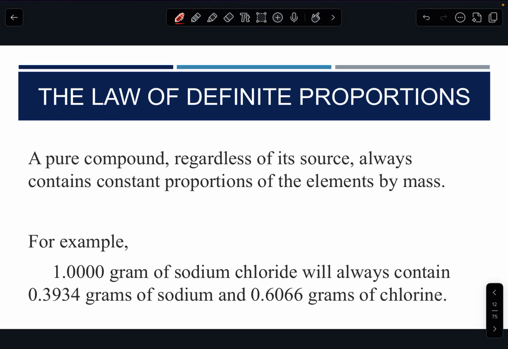And so one of the laws that has been tested and tried and true is the law of definite proportions. A pure compound, regardless of its source, always contains constant proportions of the elements by mass. So that means that if you have a gram of sodium chloride, you are always going to have this much sodium and this much chlorine. If you have 2 grams, you will have twice this much and twice this much, but it's always going to be the same ratio.